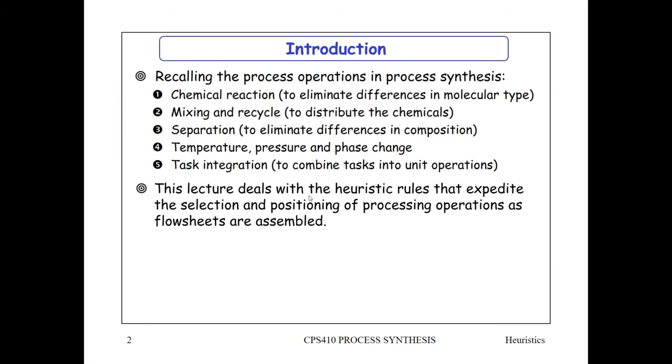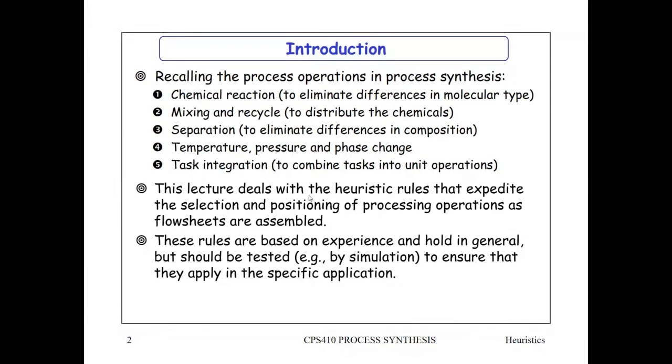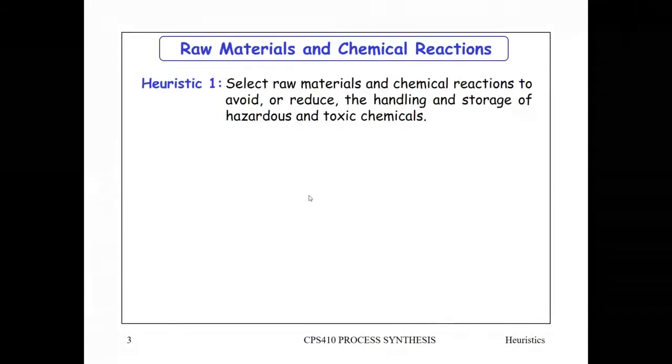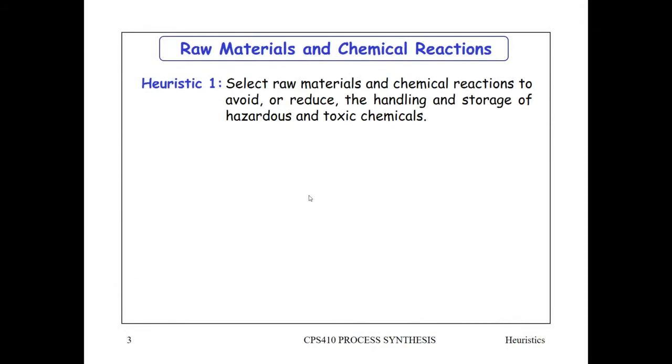So the rules are based on experience and hold in general, but should be tested, for example, by simulation to ensure that they apply in that specific application. That's exactly what I said just now. Later, we'll see how algorithmic methods, those are just the calculations, are used to improve on design decisions. Right, so here's heuristic 1 at last.